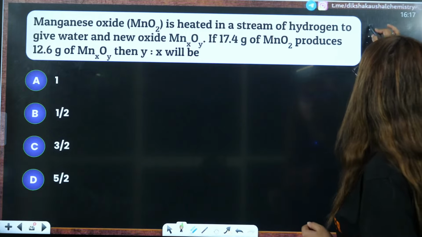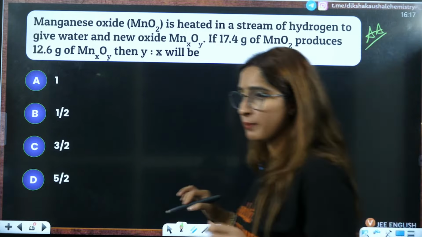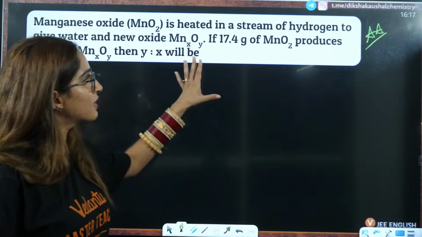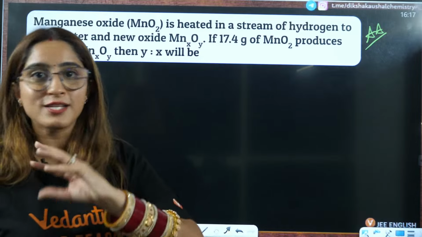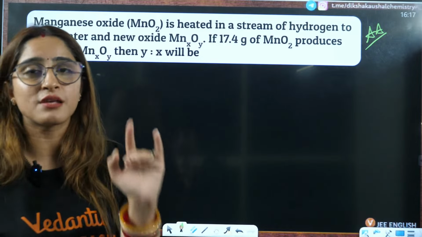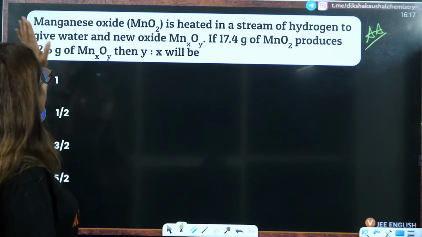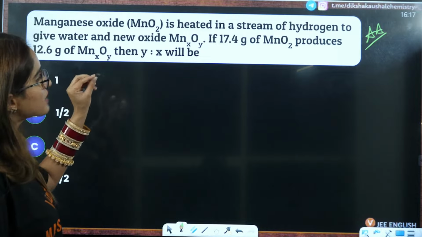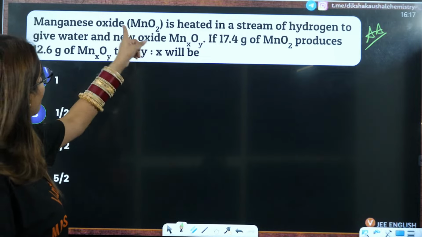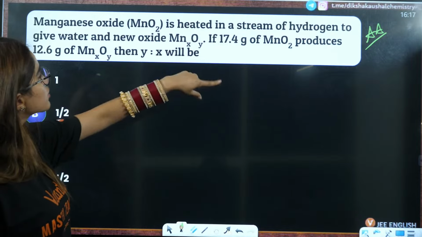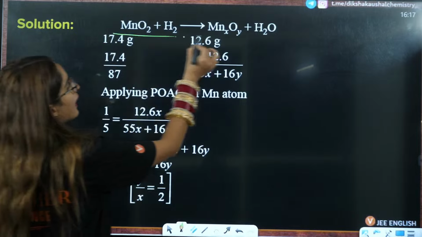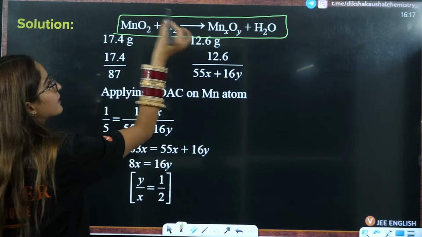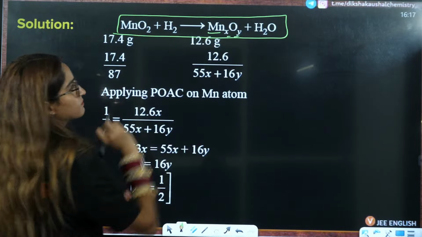Now these kind of questions have very high probability. The reason is that a very simple question based on the mole concept and reactions is what they are asking in every single shift. Here, first you have manganese oxide, which is heated and is going to give you MnXOY. That is the reaction.